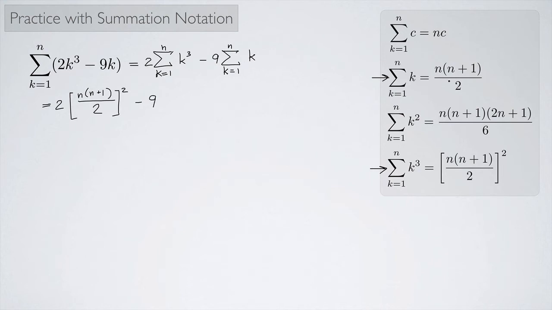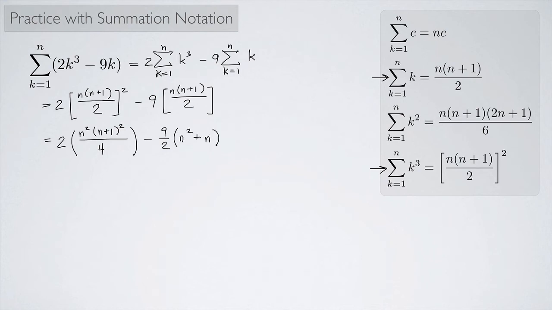And then I have the sum of k. That's this formula right here. So it's going to be n times n plus 1 over 2. All right. So now let's simplify. So this is squared. So let's square it out first. So that's going to look like n squared times n plus 1 squared all over 4. And this is going to be 9/2 times n squared plus n.